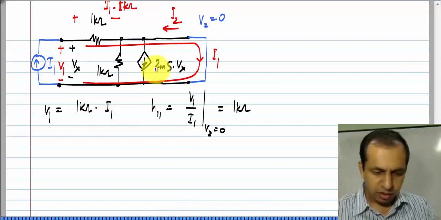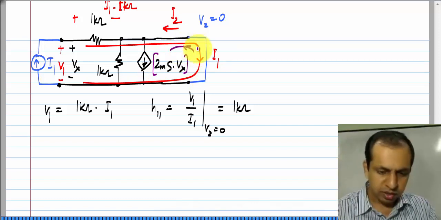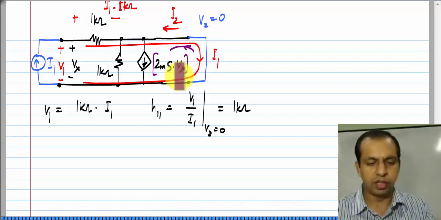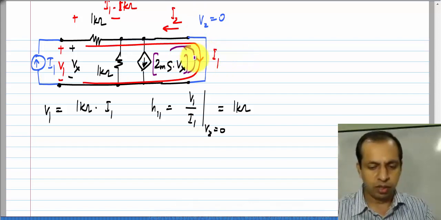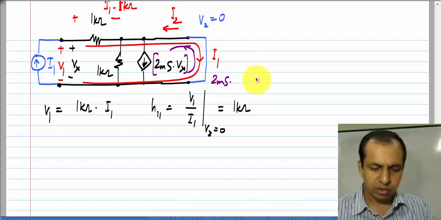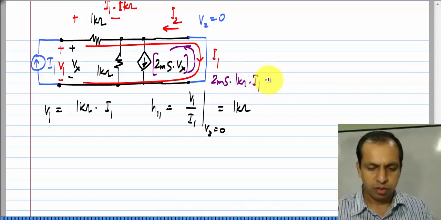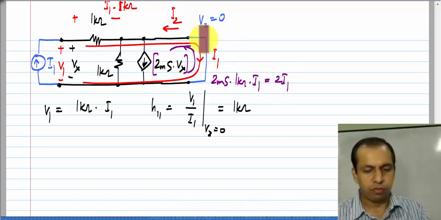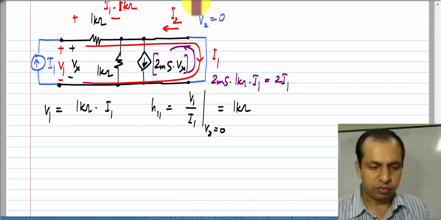So, this current over here, which flows in this direction also through the short circuit, because there is a short circuit across the control current source and all of its current will flow through the short circuit, remember it is in opposite direction to I1, and that is 2 millisiemens times Vx, which is V1, which is 1 kilo ohm times I1, which is 2 I1. Okay. So, we have I1 flowing directly this way and 2 I1 flowing there.